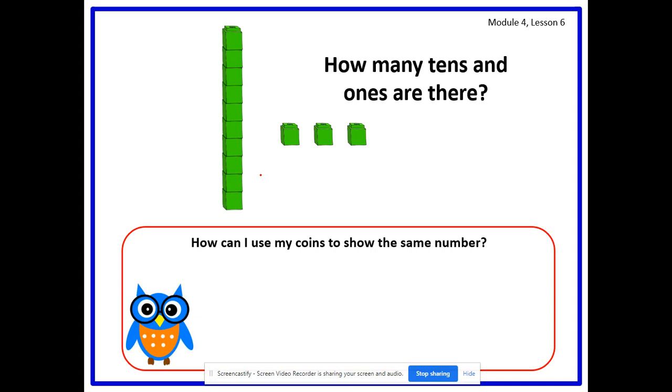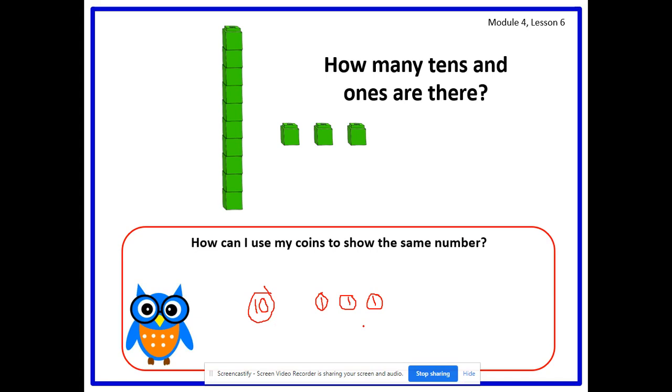How can I use my coins to show the same number? Well, remember, how many dimes would we use to show a 10 stick? Yes, one dime. We would need 1 dime and we would put a circle with a 10 in it so we know that that's a dime. And we would need 3 pennies because remember, the pennies are like our ones. Since they're worth 1 cent, we would need 3 pennies to show 3 ones. And this is how we would draw it. We would draw 1 dime and 3 pennies.